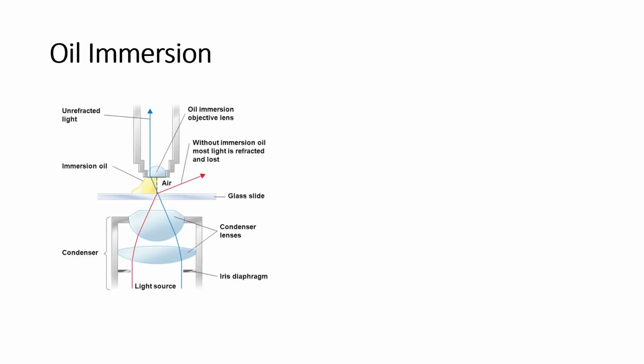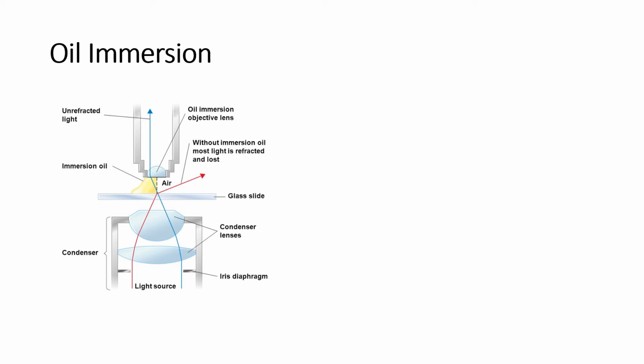Eukaryotic cells are very large, so using a 40 times objective is enough magnification to see them pretty well. But prokaryotic cells are much smaller than eukaryotic cells, so we need to use a higher magnification. And the only problem with a higher magnification when we use 100 times objective is that we're going to get an increase in refraction of light. And refraction of light is the bending of light.